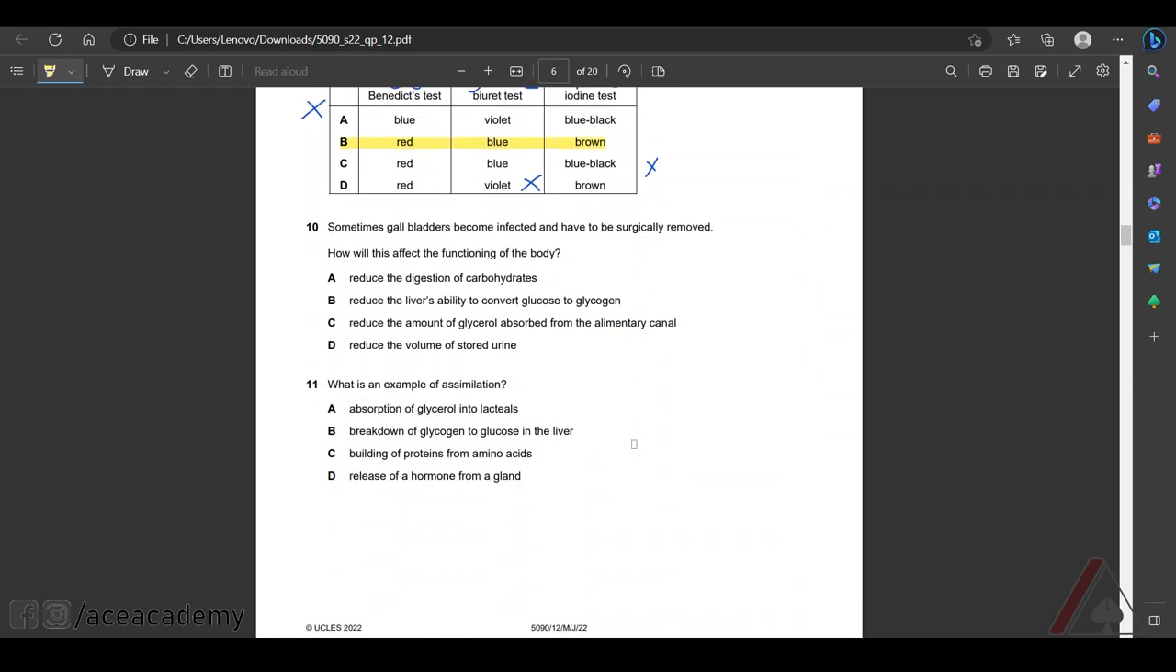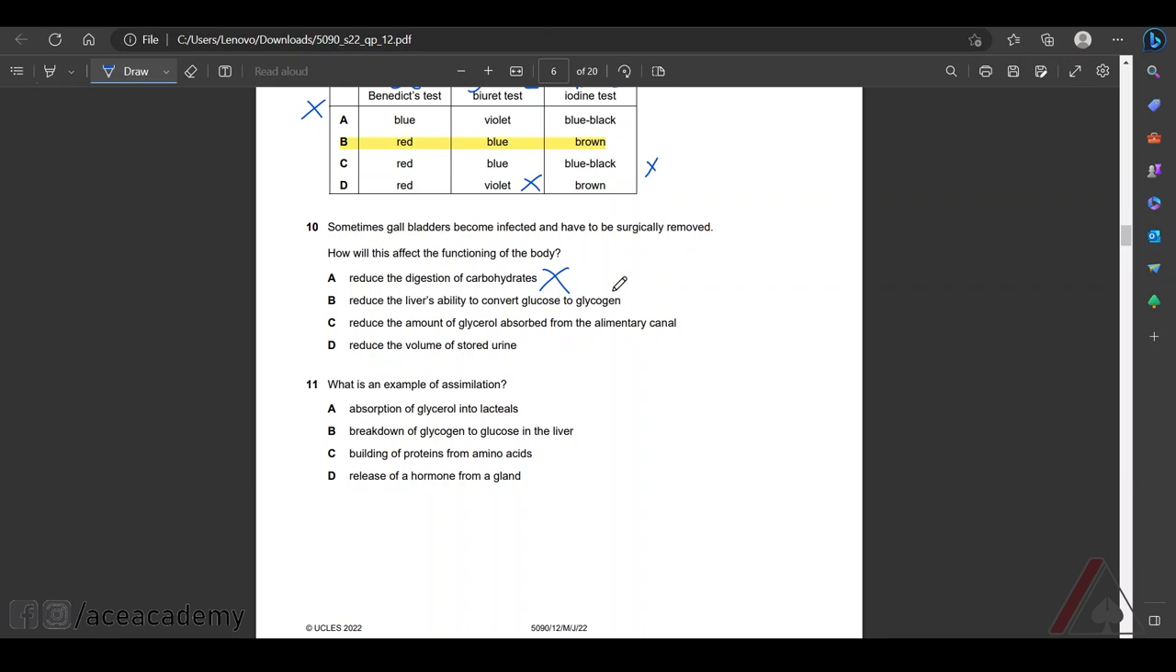Now for our next question, number 10, it says, sometimes gallbladders become infected and have to be surgically removed. How will this affect the functioning of the body? For those of you who don't know, the gallbladder stores bile, which emulsifies fats and helps in lipid digestion. Now let's look at the options. A says that it reduces the digestion of carbohydrates. This is completely wrong. Gallbladders don't play any role in the digestion of carbohydrates.